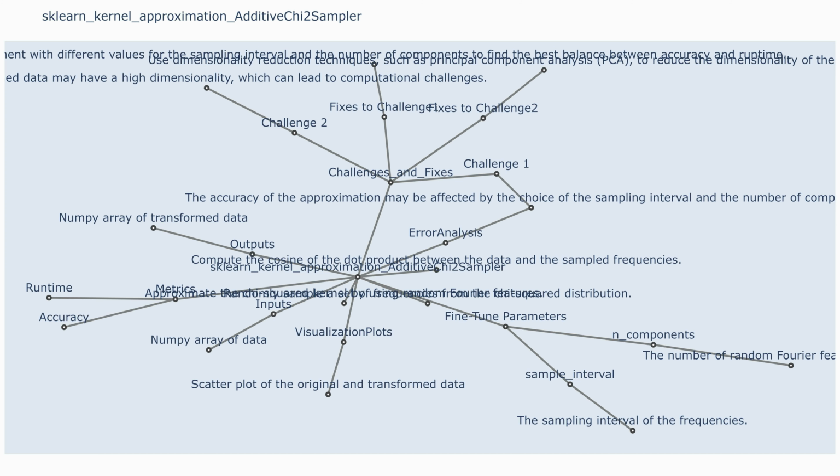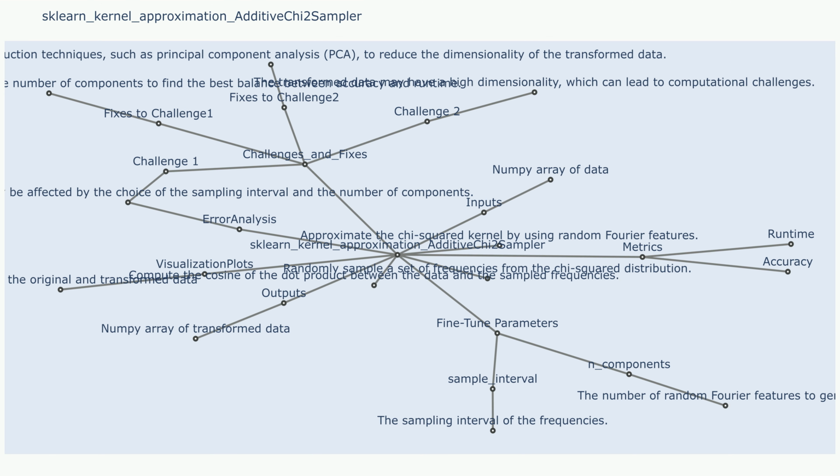sklearn kernel approximation additive Chi2 sampler. Description: the additive Chi2 sampler class implements a kernel approximation method for efficiently approximating the chi-squared kernel in high-dimensional spaces. The chi-squared kernel is a popular choice for measuring similarities between histograms or other non-negative data.